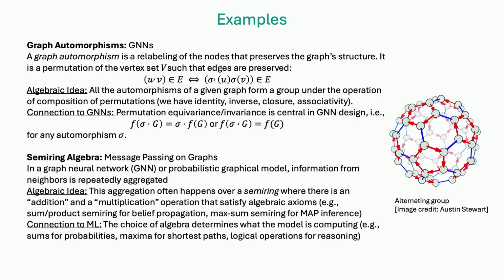This depends on what we would like to do with our message passing. For example, in the sense of belief propagation, you would have the sum-product semi-ring, and then for max a posteriori inference, you would look at the max-sum semi-ring. This is flexible because you choose your algebra. As I mentioned before, you can define what your semi-ring algebra looks like to adapt to your message passing here. So these are two examples where algebra comes up.